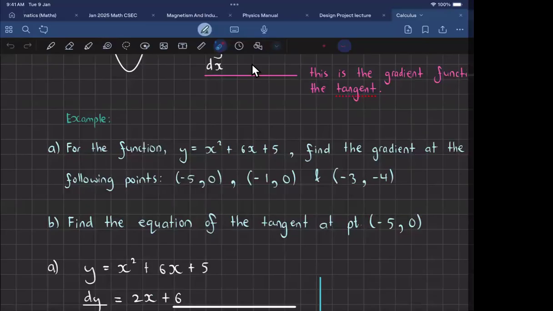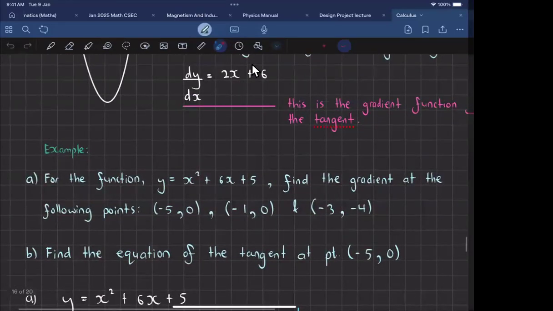Okay. Kiara, do you know how to find the equation of the tangent at point minus 5, 0? Probably. I don't know. So, Kiara, what are the two things you need to find the equation of a line? What are the two things you need?